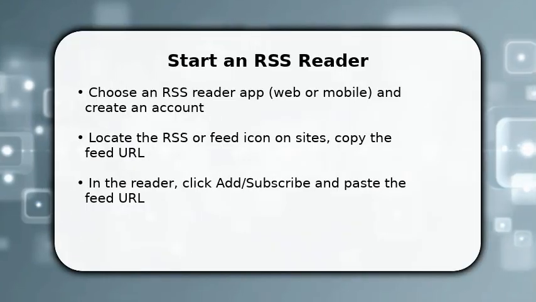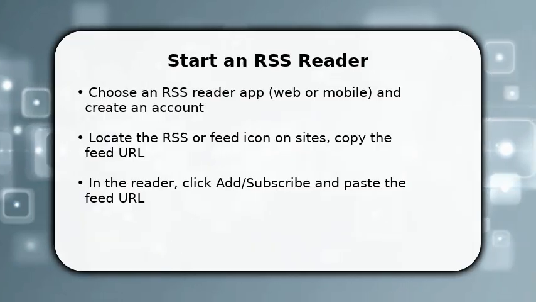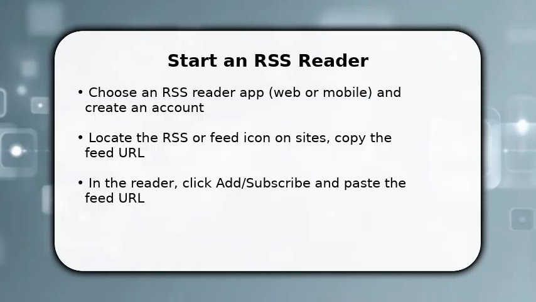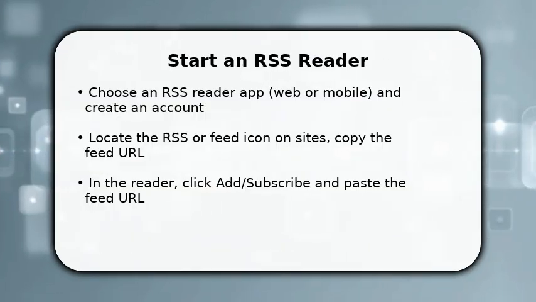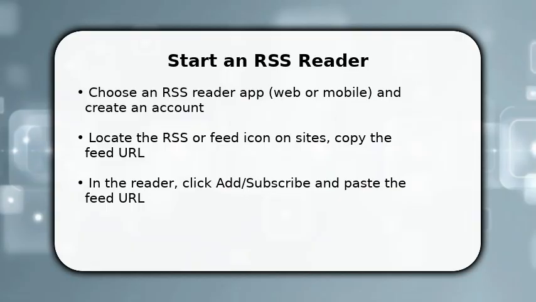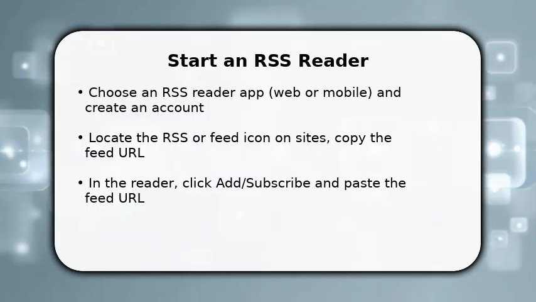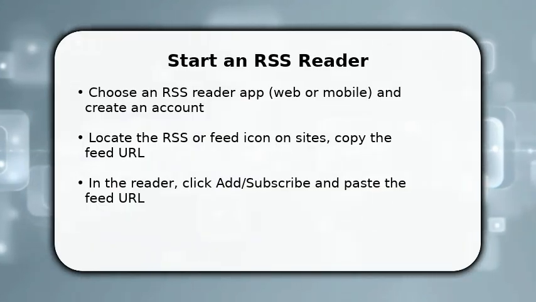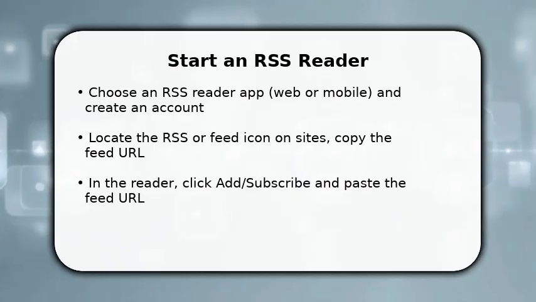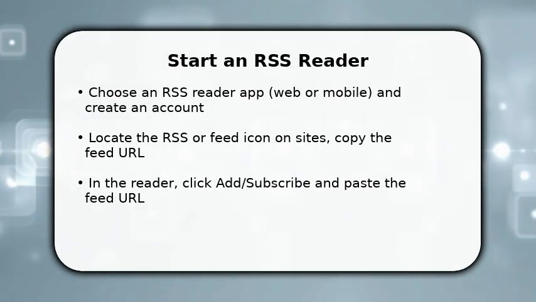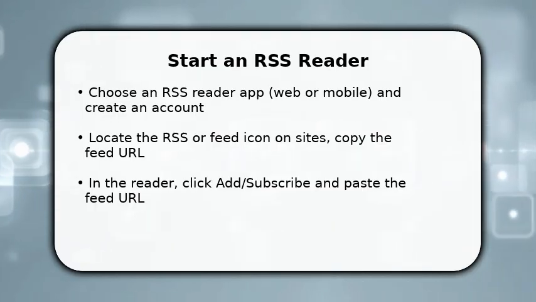You start by picking an RSS reader that fits your workflow. Choose web if you use a browser, or mobile if you read on the go. Once chosen, go to the site you want to follow, find the RSS or feed icon, and copy the feed URL. Then in your reader, click Add or Subscribe and paste that URL. Make sure to confirm the subscription. After that, the reader will begin fetching posts, so you see new items immediately instead of visiting multiple sites.